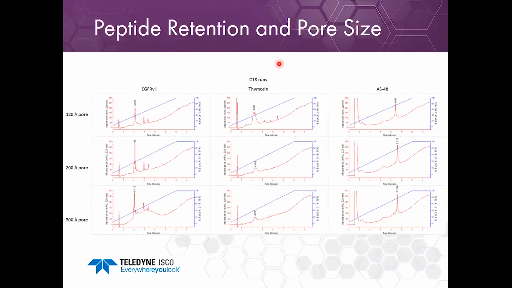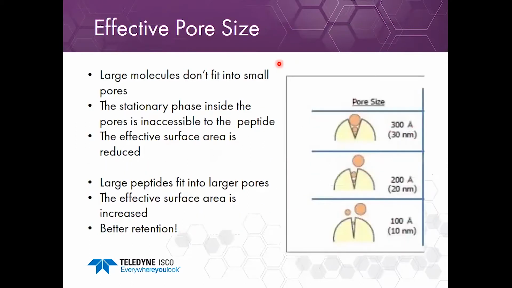With these peptides, it's behaving a little differently than the small molecules or from the EGFR. The peptides are actually eluting later. That suggests that having larger pores allows better interaction for the peptides with the stationary phase and allows potentially better purification. So why does that happen? I'll introduce the concept of an effective pore size.